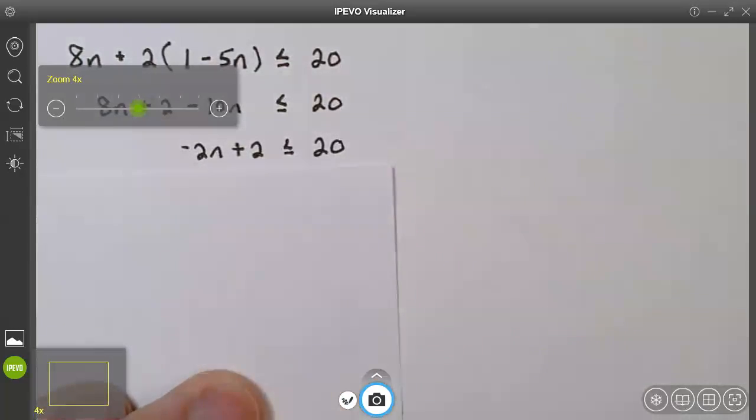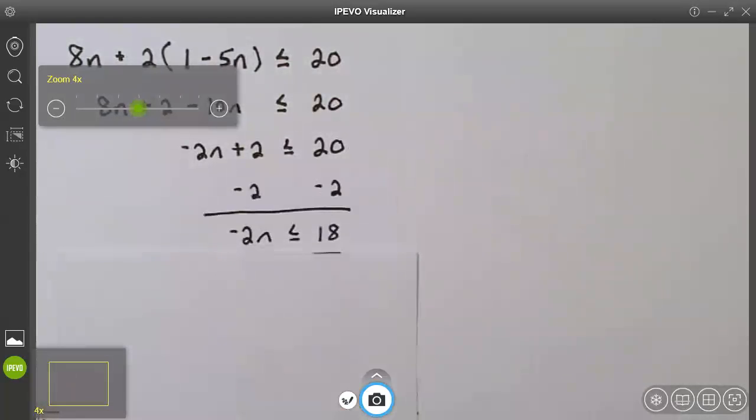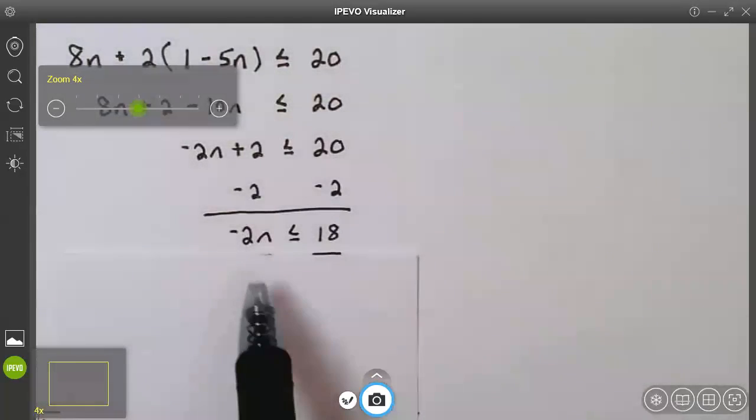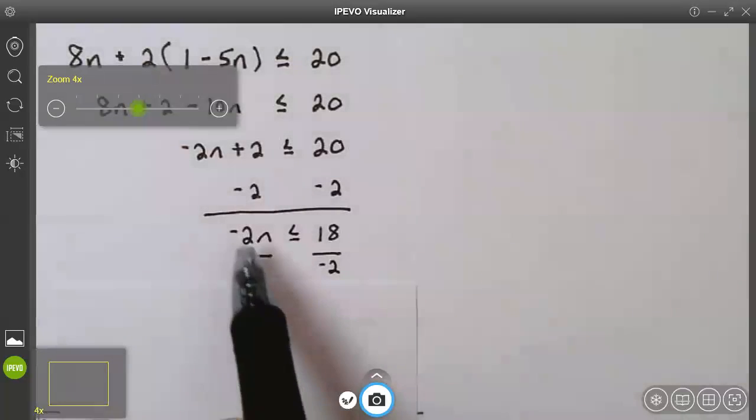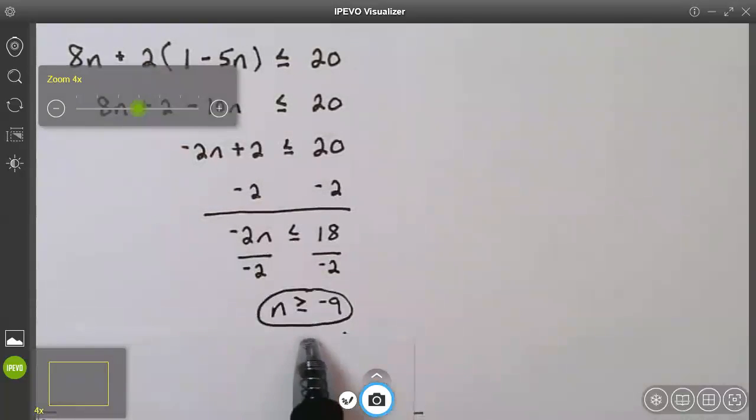The variable's on one side, so I'm ready to get it by itself. To get rid of plus 2, we subtract 2 from both sides. Then, to get rid of times negative 2, we divide by negative 2. We have to remember right here the difference between inequalities and equations. If you multiply or divide both sides by negative, you have to flip the symbol, which we did. So our answer is n is greater than or equal to negative 9. Your graph should be closed circle to the right over the negative 9.